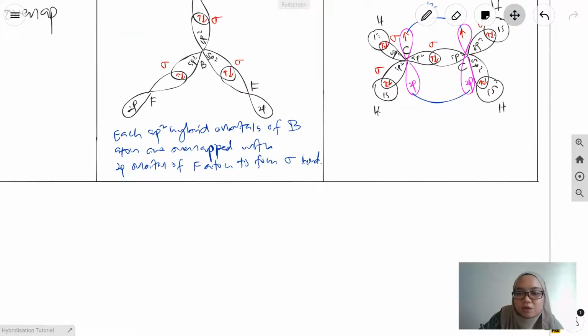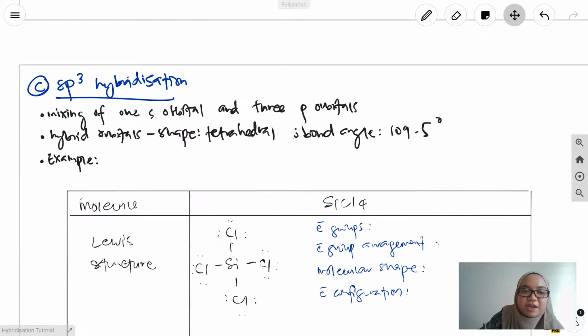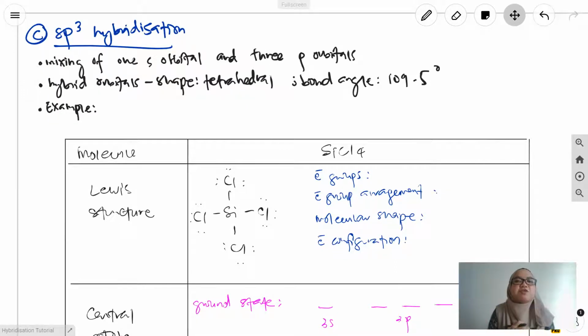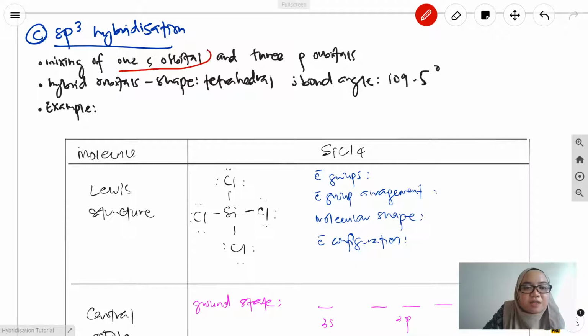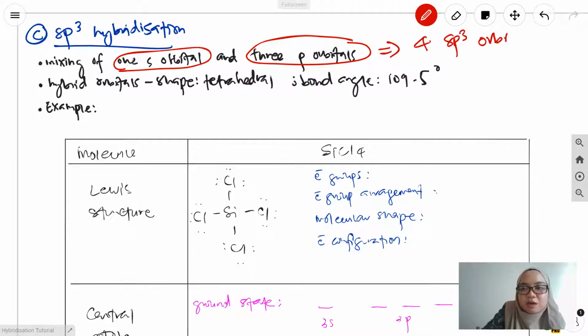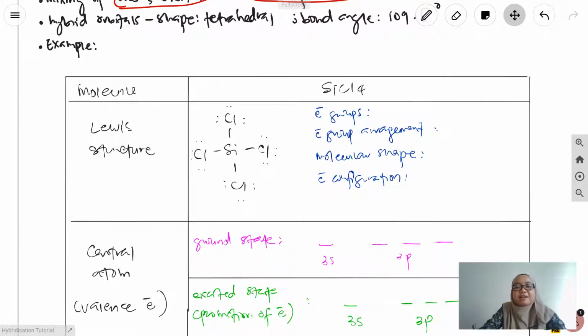Next, we are going to look at the third one, sp3 hybridization. sp3 hybridization is the hybridized form made by mixing one s orbital and three p orbitals. They will form four sp3 orbitals. The shape for the sp3 orbitals is tetrahedral with a bond angle of 109.5 degrees. So let's look at the example. I have one example here, SiCl4.